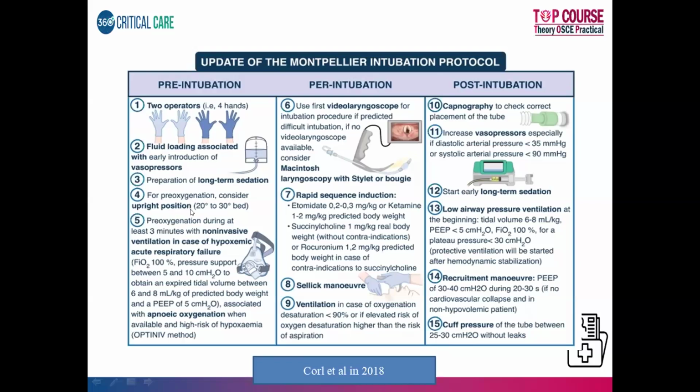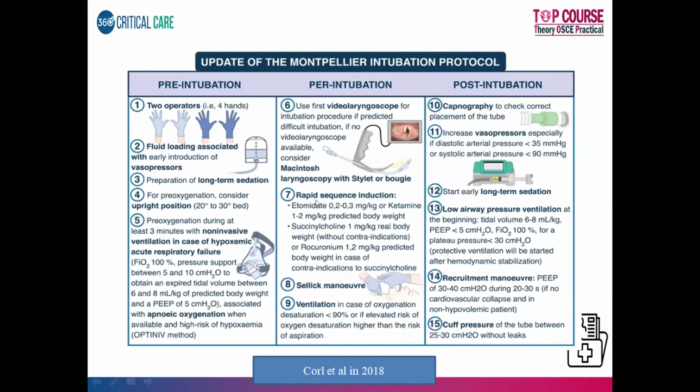Pre-oxygenation is to be done, especially in the upright position. Your head end elevation should be 20 to 30 degrees, and pre-oxygenation with NIV. These are the 5 components of pre-intubation. In peri-intubation, or during intubation, they say use a video laryngoscope wherever possible. If you don't have a video laryngoscope, at least a Macintosh with stylet or bougie should be used.